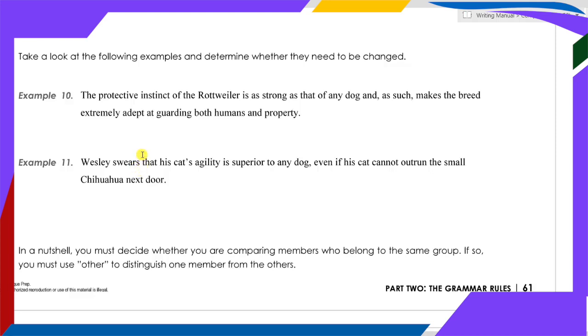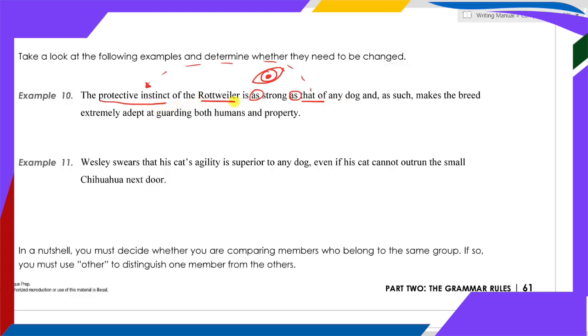In example 10, we have the protective instinct of the Rottweiler is as strong as that of any dog, and as such makes the breed extremely adept at guarding, blah blah blah. So we have protective instinct. "As" is our tip-off clue. We have "that of," the "that" referring back to protective instinct. So that's all good. Protective instinct of the Rottweiler is as strong as protective instinct of any dog.